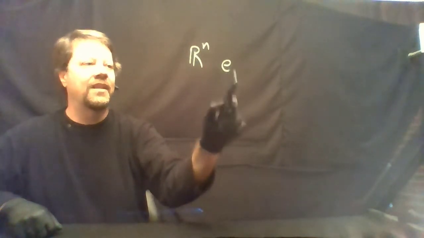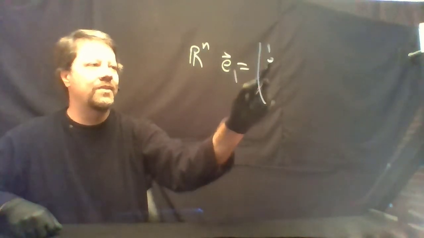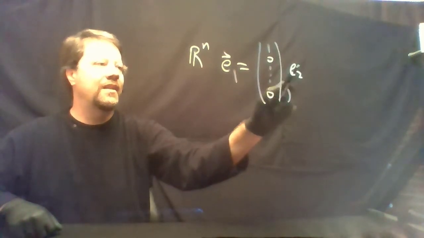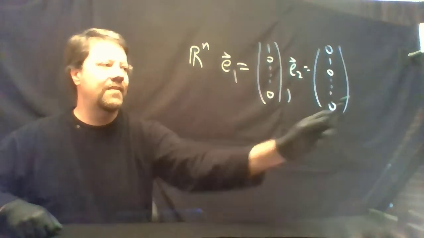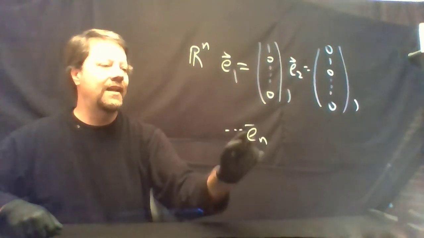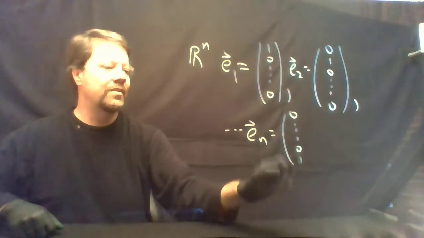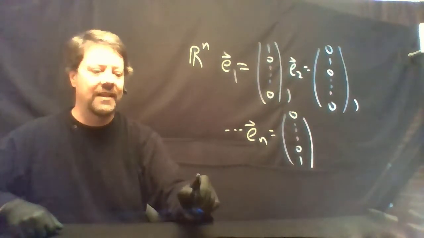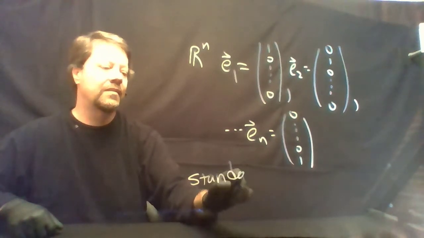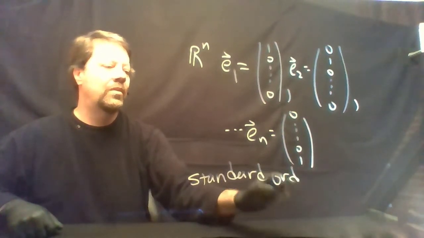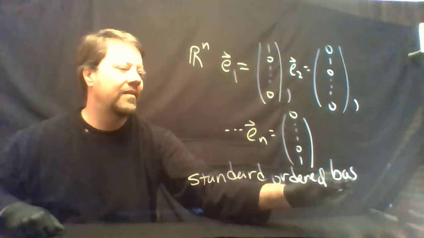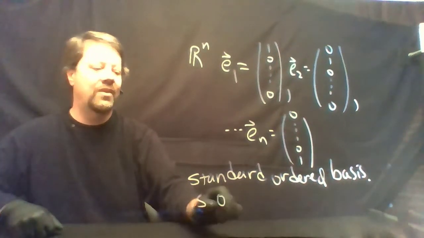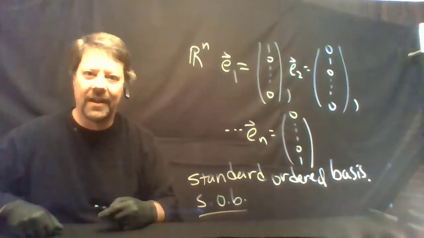Recall that in Rn, E1 is the vector 1, 0, a bunch of zeros, E2 is 0, 1, zeros, etc., En is 0, 0, 1. This is called the standard ordered basis, because we're placing it in exactly this order, or the SOB for Rn.